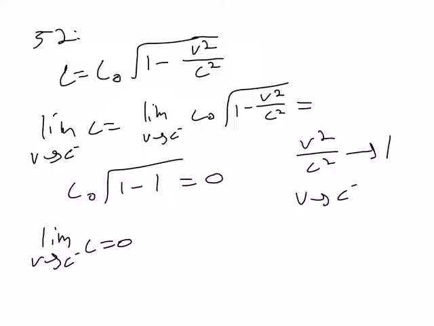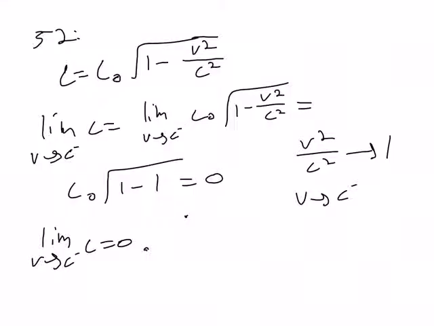So the faster you go, the smaller the object will look, until it doesn't have a length at all. And then the question is, why is the left-hand limit necessary? Well, for us it would be necessary because we cannot go faster than the speed of light, so you cannot really approach C from the right.